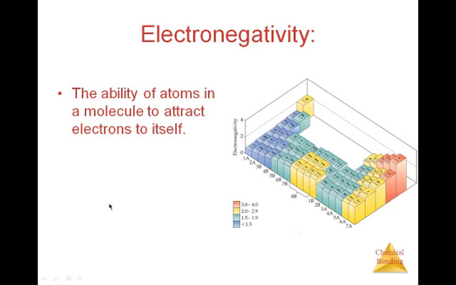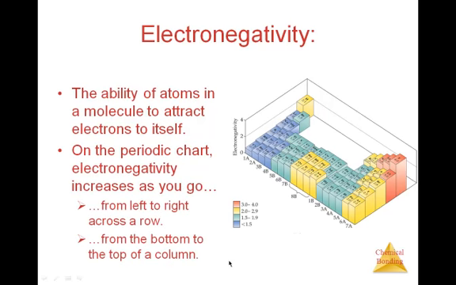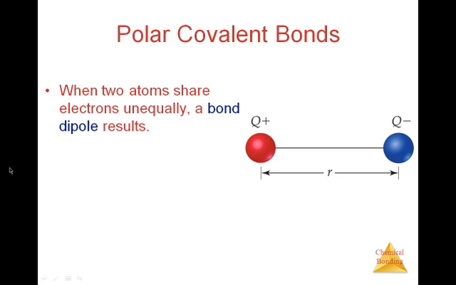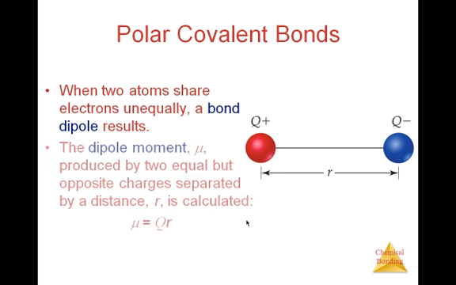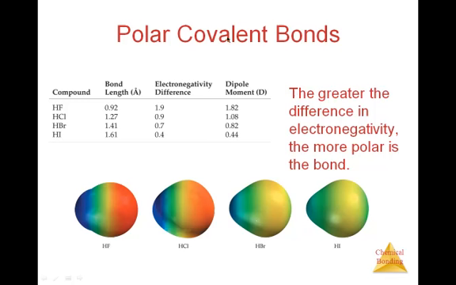Electronegativity is, of course, that measure of how much atoms pull electrons toward themselves. Electronegativity increases as you go left to right and from bottom to top. When two atoms share electrons unequally, we call it a dipole. That's when electrons are moving towards one side, not the other. We actually have a formula for it, and it's based on charge and also the distance between the two, and we call it a dipole moment. We don't really need to know what it's measured in.